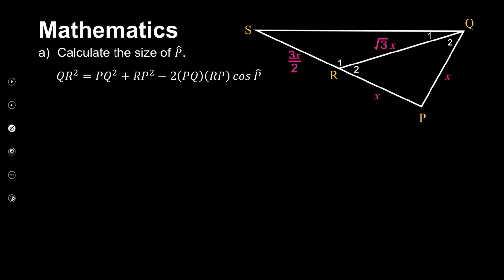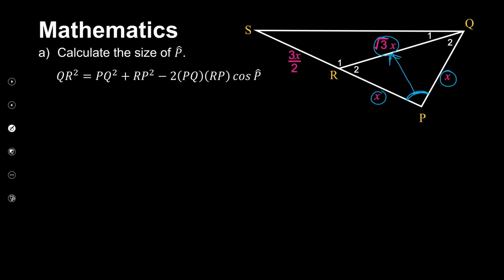Okay, so because they want us to calculate the size of P, you will notice that in this triangle, we've been given three sides. We've got 1, 2, 3 sides. So we're going to use the cos rule to find the size of P. And how do we do that? Because we want to find the size of P, we're going to start off with the side across from it when we're writing the cos rule.